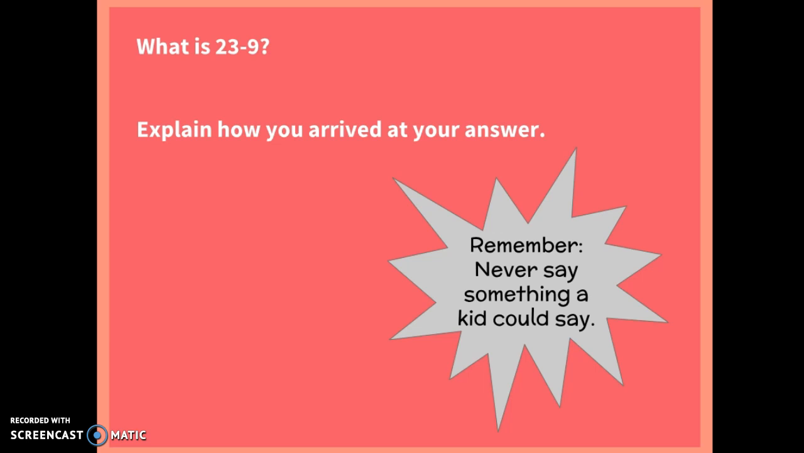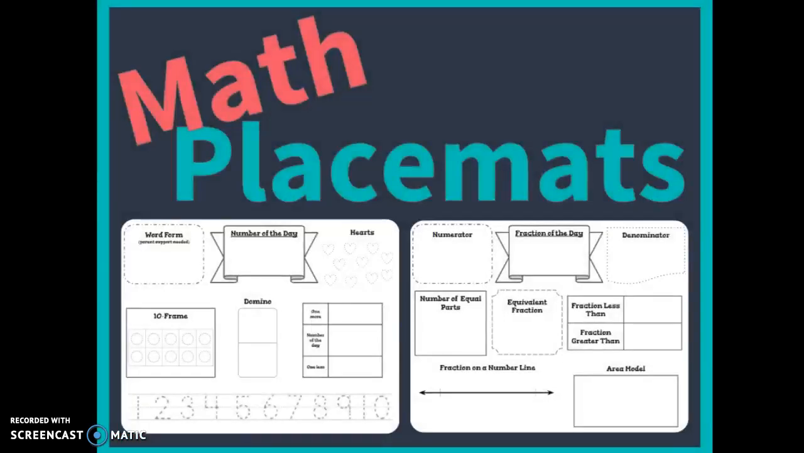You might present this to your students and have them really think about it and talk about it with a partner. Have them explain it, have them write it down. Perhaps they need to draw a picture. The key is to get them thinking and to get them talking about it. Remember, never say something a kid could say. So give them time to generate their own ideas and their own suggestions before we step in and show them how we might solve it. This is where they develop that number sense by figuring it out on their own and playing with numbers. That's what it's all about.